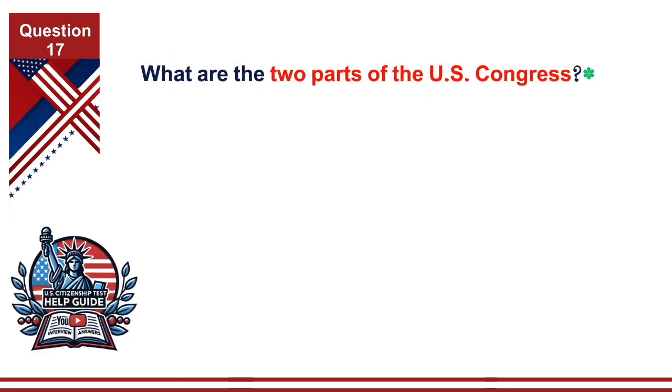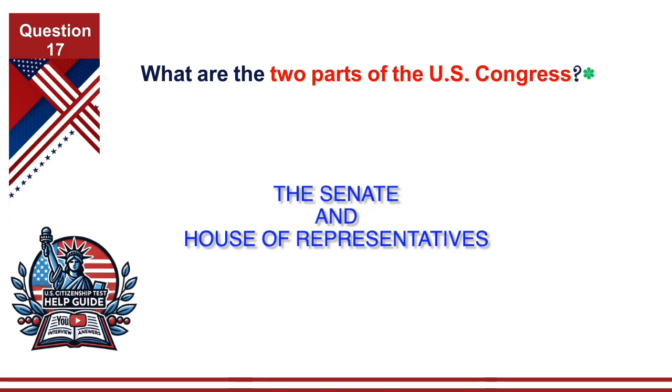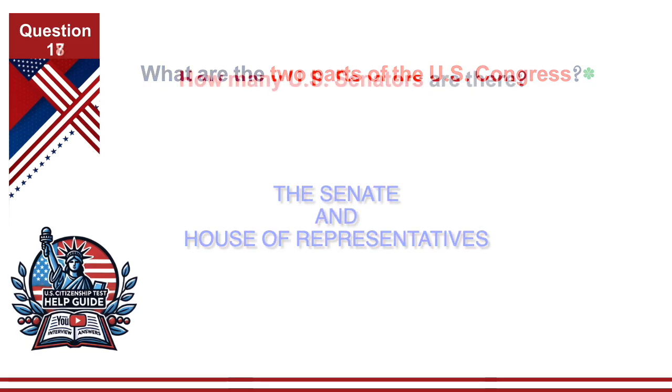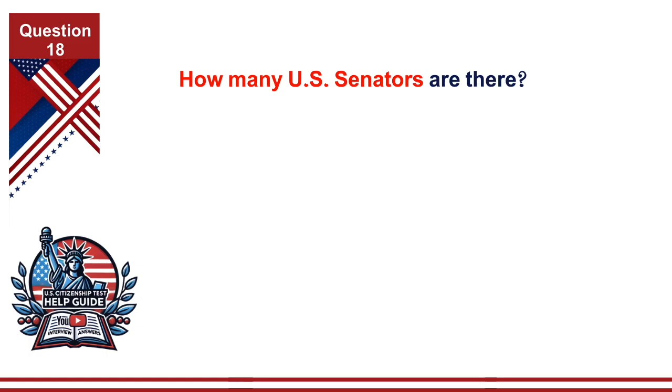What are the two parts of the U.S. Congress? The Senate and House of Representatives. How many U.S. senators are there? 100.